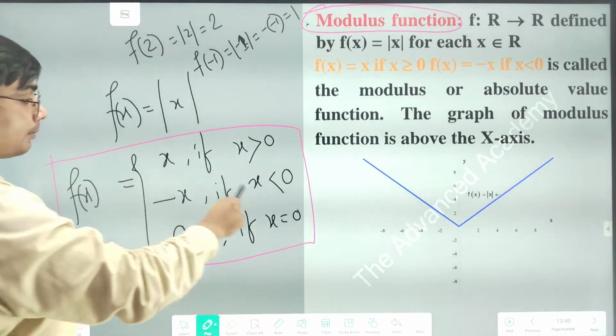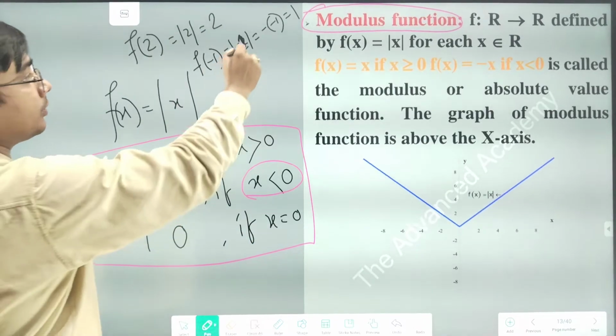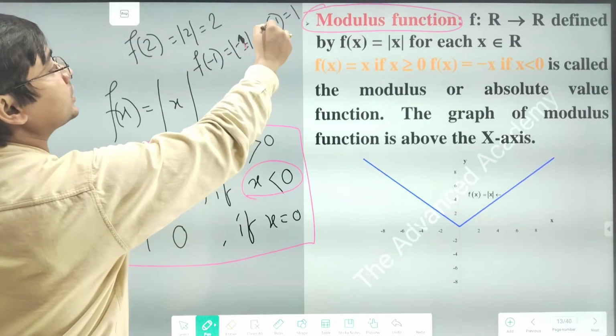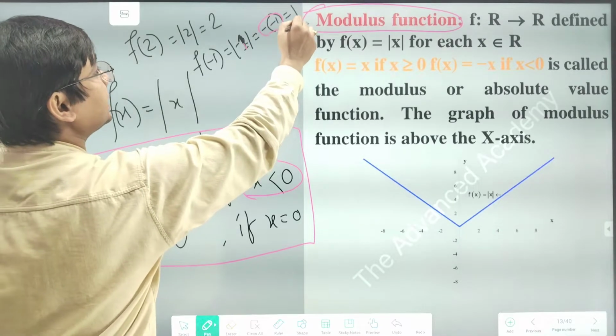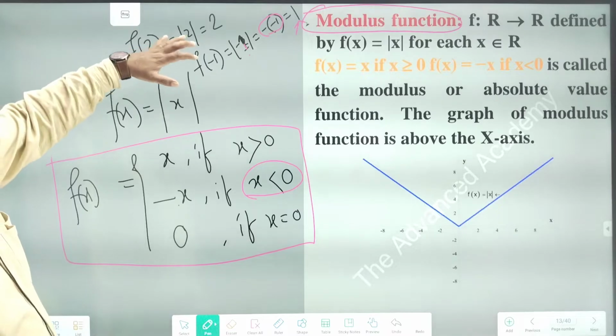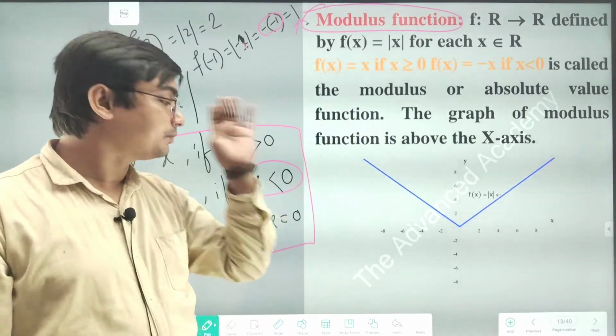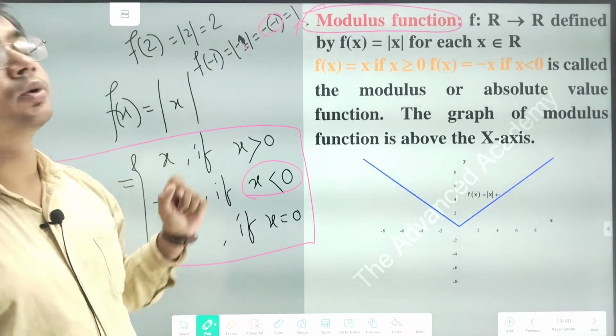Yes, you see, when x is less than 0, a minus comes in front of it. So minus 1 is less than 0, so a minus will come in front of it, that means it will give obviously 1. Yes, that means whatever you give, plus or minus, it will always give a positive value, guys. Yes, so this is nothing, just modulus function.